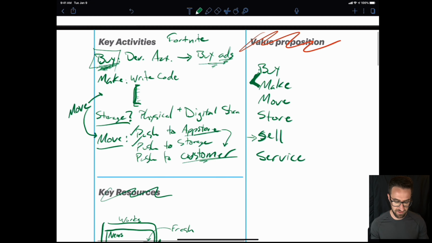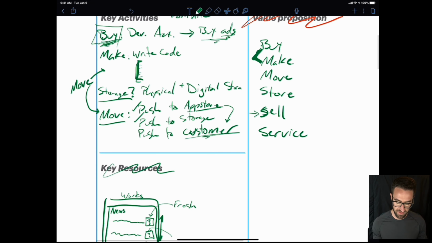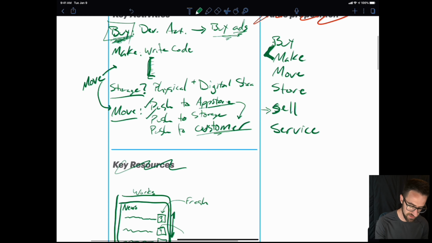Okay, buy, make, move, store, and then selling. Okay, so selling this thing, key activities here. I need to do some advertising, right? So the key activity here is ads, and where I'm going to do that is on Facebook. And the actual sales are going to happen on the App Store, okay?